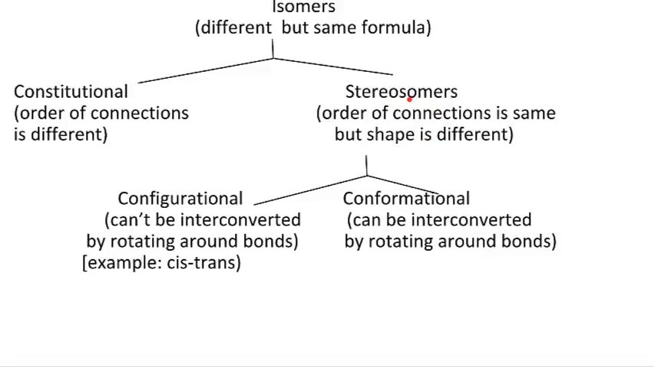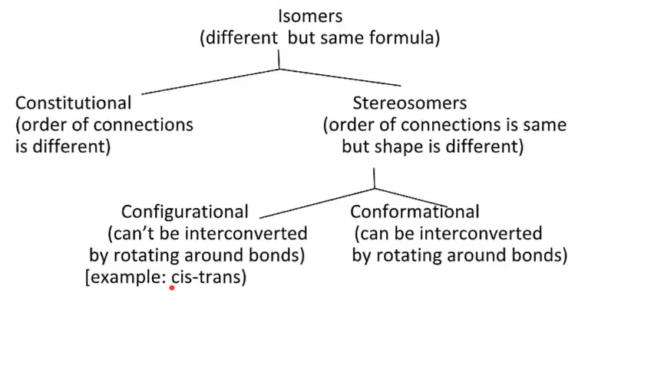Now, under stereoisomers, there are two kinds that we've now learned about. Conformational isomers, in which you rotate around single bonds, so that one can be converted to the other by rotating around single bonds. And then we have the new kind, which are configurational, where they still differ from each other only by shape, not by what's connected to what, but they can't be turned into each other. And the example we're learning at this point is cis trans isomers.